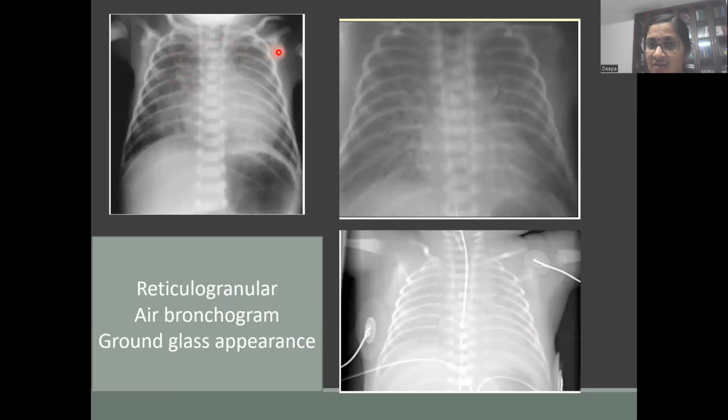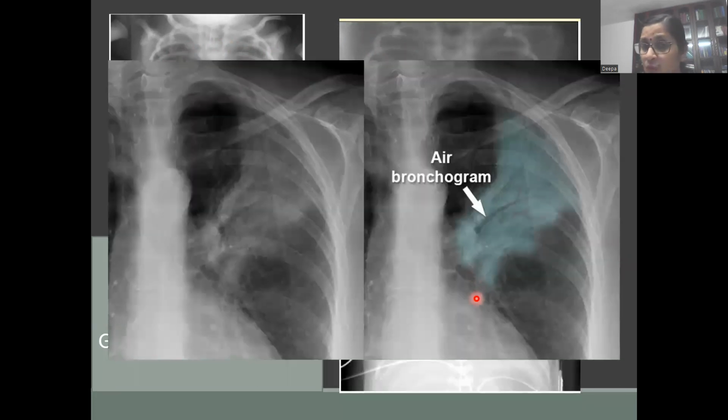If it is severe enough, the cardiac silhouette is obliterated. You get to see the air bronchogram here. In more severe cases of respiratory distress syndrome, it is a complete bilateral, symmetrical, homogeneous opacification, which is called the ground glass appearance. Now, what does this air bronchogram mean?